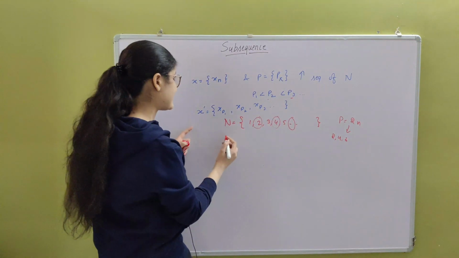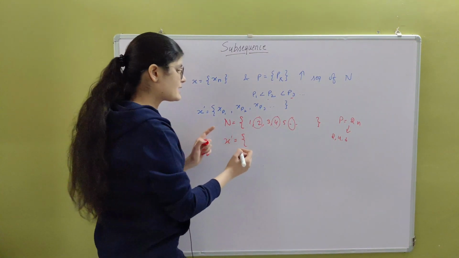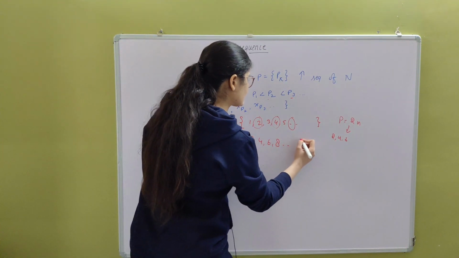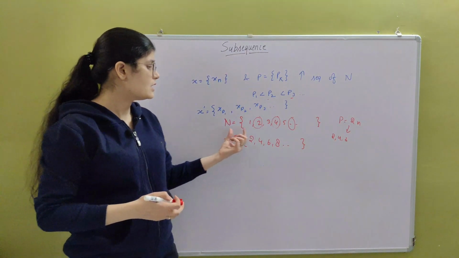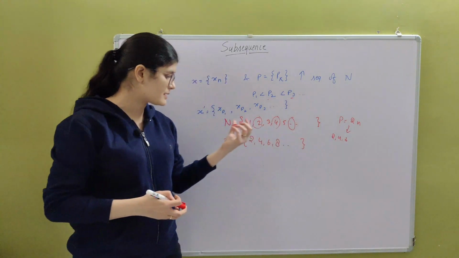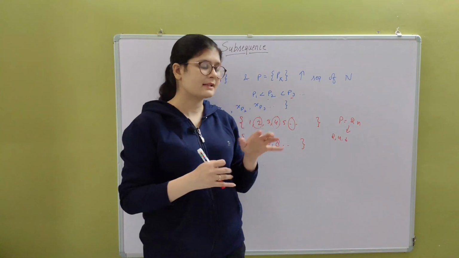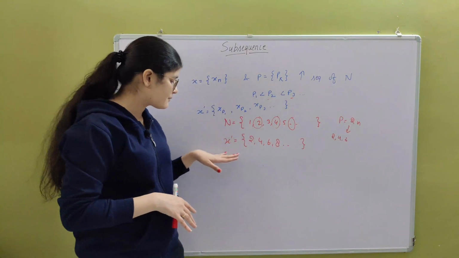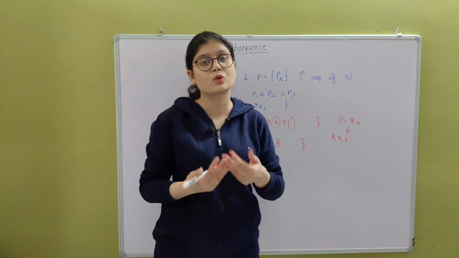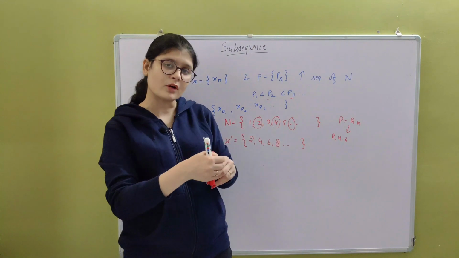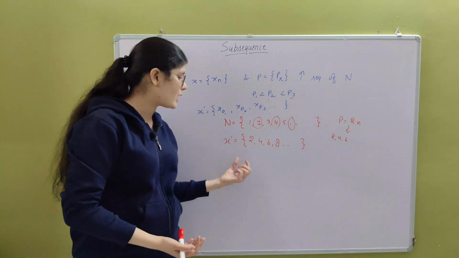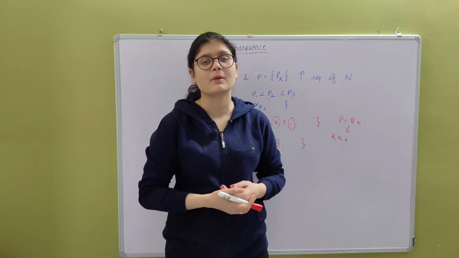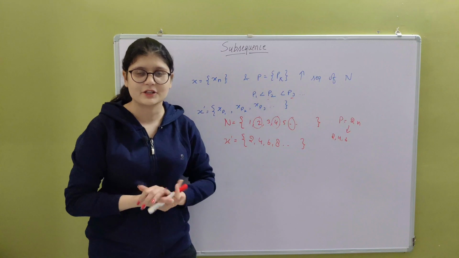So now what is your x dash? Your x dash has become 2, 4, 6, 8 and so on. See, I have taken some members from the original sequence and formed another sequence, but the order is the same. Here the difference is 1, and I have made a sequence where the difference is 2. So basically I am using the same order to make a new sequence, and we call it a subsequence. In the next video we'll talk about some theorems or examples related to subsequence.